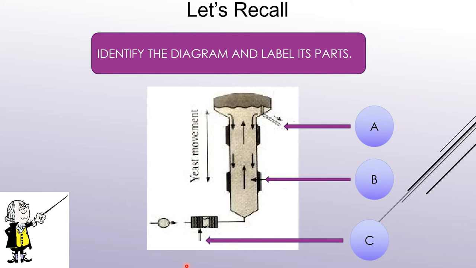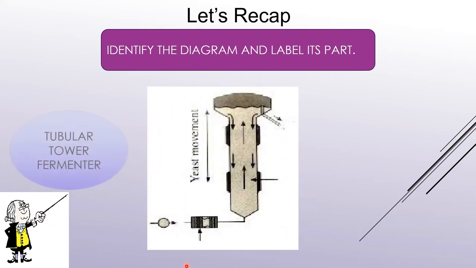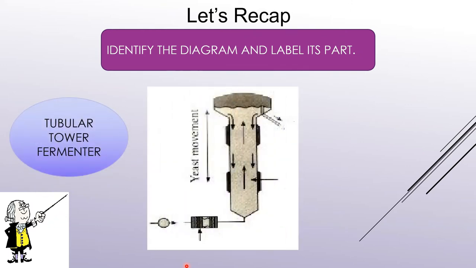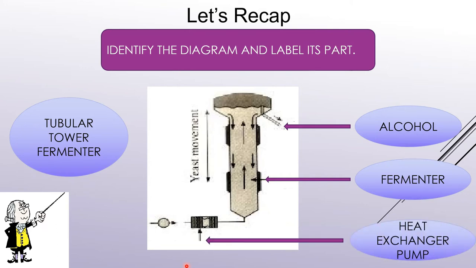Let's check for the answers. The given diagram is tubular tower fermenter, and the unlabeled part was A, that is alcohol, B, that represents fermenter, and C, that represents heat exchanger pump. This was the tubular tower fermenter that we studied for the production of alcohol. Let's begin with today's module.